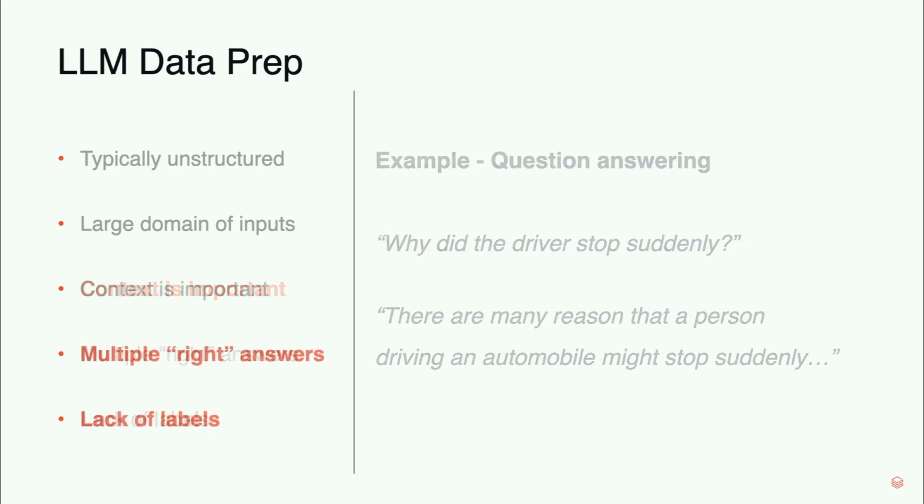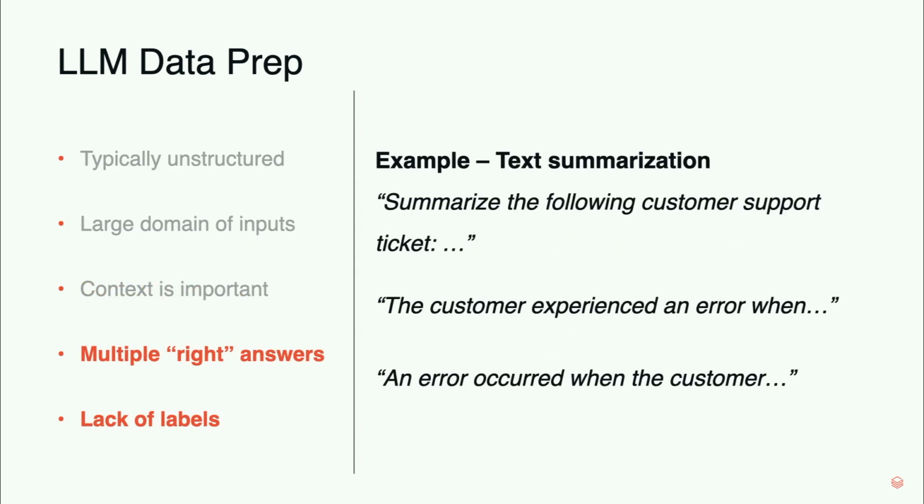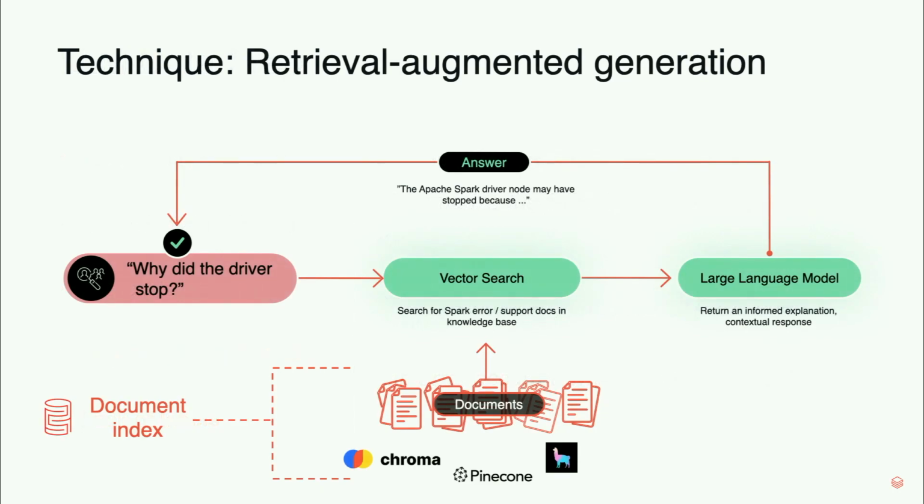And finally, as I alluded to before, there can be multiple correct outputs or answers to a query. Consider text summarization. If I want to build an application that summarizes customer support tickets, either of the two examples shown on the slide are semantically equivalent, perfectly valid ways to begin my summary. As a result, it's hard to come up with a ground truth label for my applications that I can evaluate new configurations against.